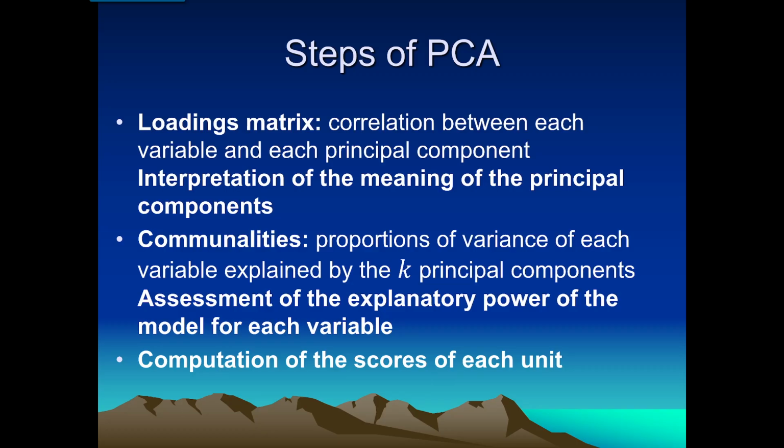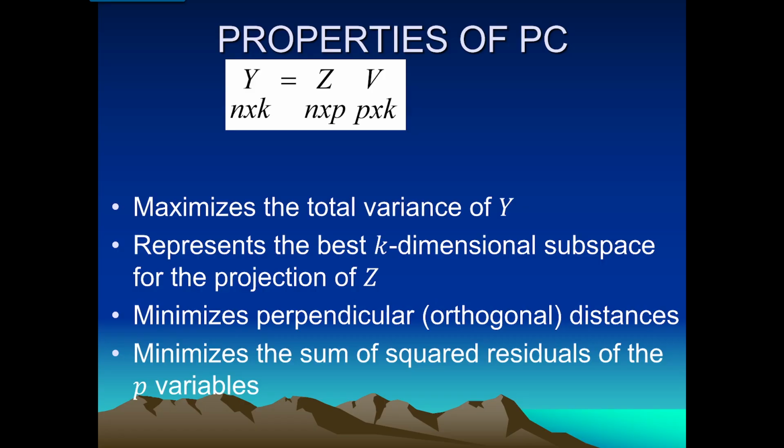Then you compute the scores, the score for each unit. These are the scores. A matrix which is n times k, generally a matrix which is n times 2, because you stop with the first two principal components. This matrix maximizes the total variance, represents the best k-dimensional subspace for the projection, minimizes the sum of the squares of the orthogonal distances, and minimizes the sum of the squares of the residuals, as we have seen using the SVD. So it's incredible. Several criteria, you end up with the same result. This is really very, very nice. You start with A, with B, with C, but you end up with the same conclusion.